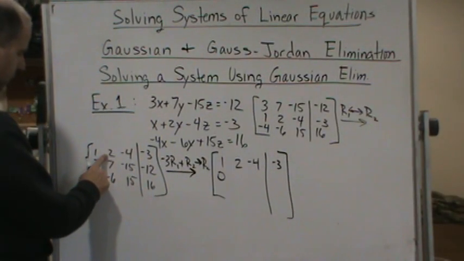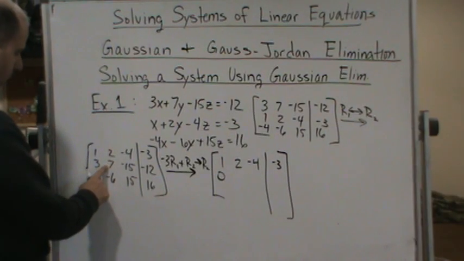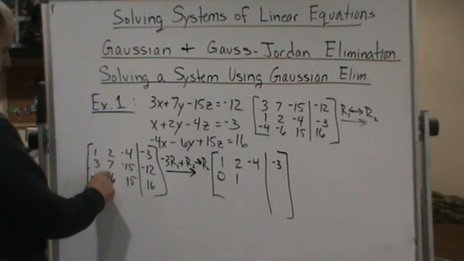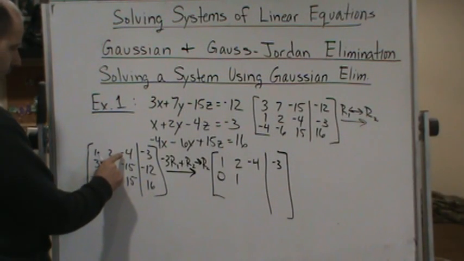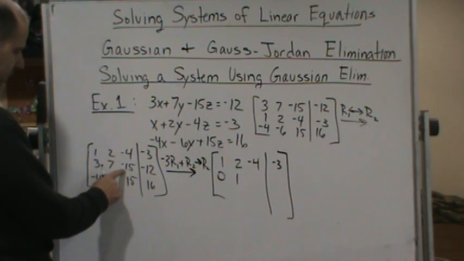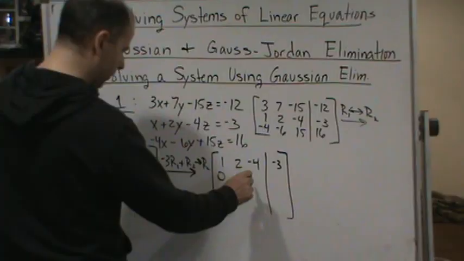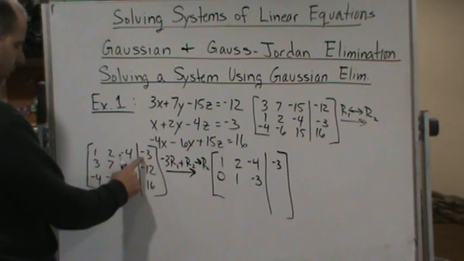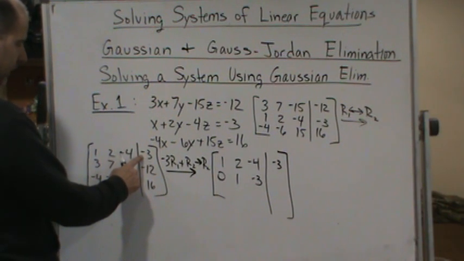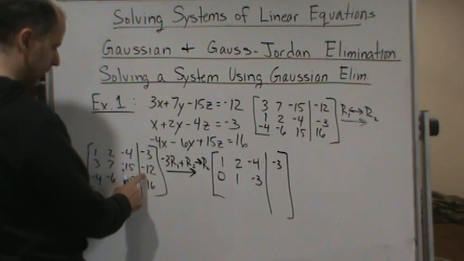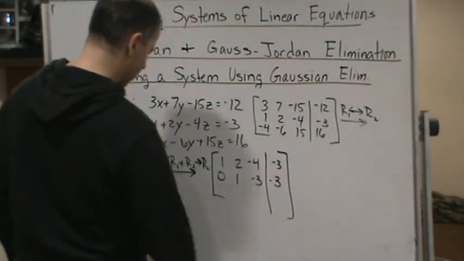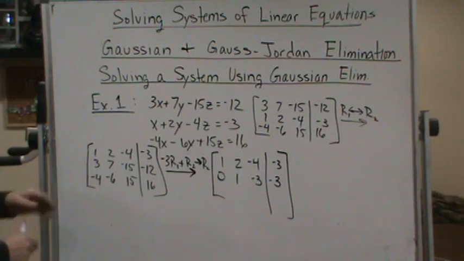Then we take negative 3 times 2, which is negative 6, plus 7, which gives us 1. And then if we take negative 3 times negative 4, that's going to give us 12. 12 plus negative 15 is negative 3. And then negative 3 times negative 3 is 9. 9 plus a negative 12 is negative 3. So just make sure you double check your math.